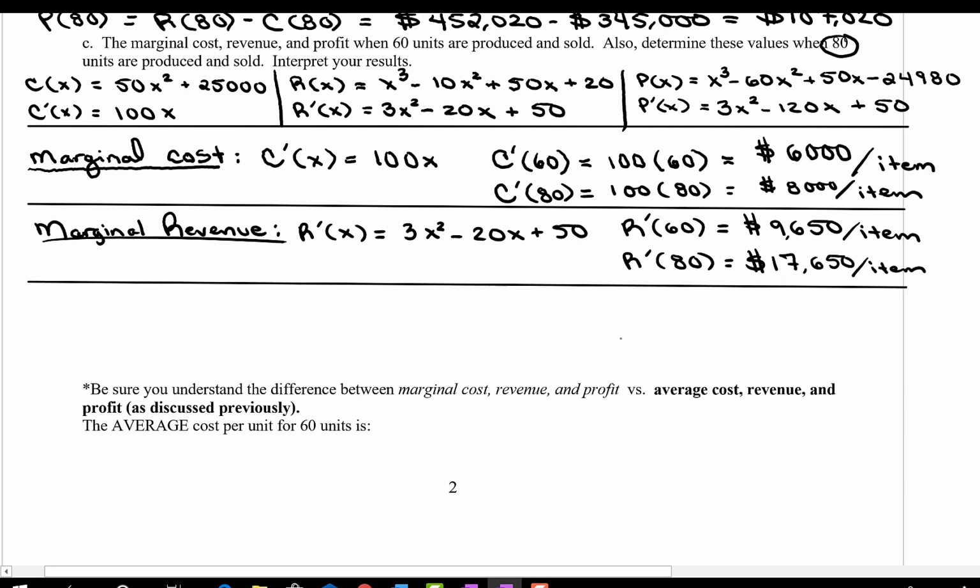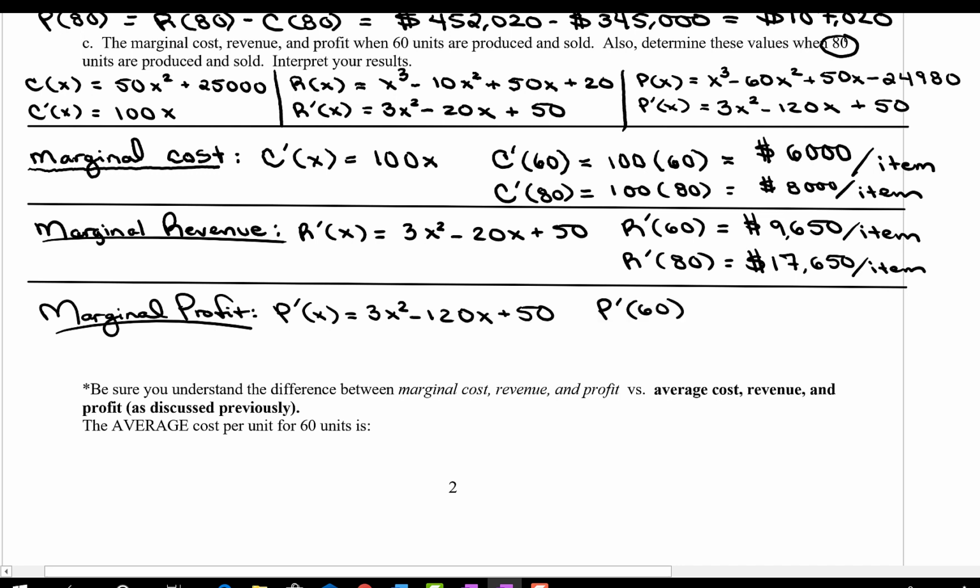I'm going to draw a horizontal line segment going across the screen. Underneath that horizontal line segment, I'm going to write marginal profit and underline those words. To the right of where I wrote marginal profit, I'm going to write P prime of x is equal to 3x squared minus 120x plus 50. To the right of that function, I'm going to write P prime of 60 is equal to, and I'm going to do this in the calculator, and I'm going to get the answer $3,650 per item. And for P prime of 80, I'm going to get $9,650 per item.